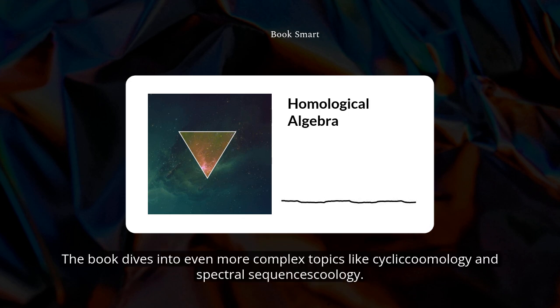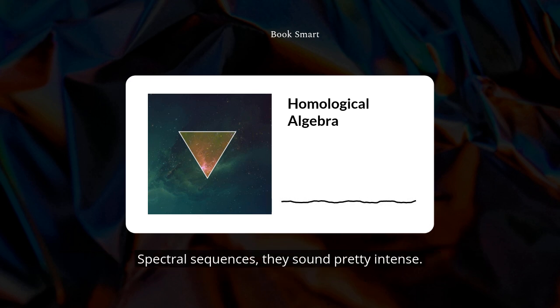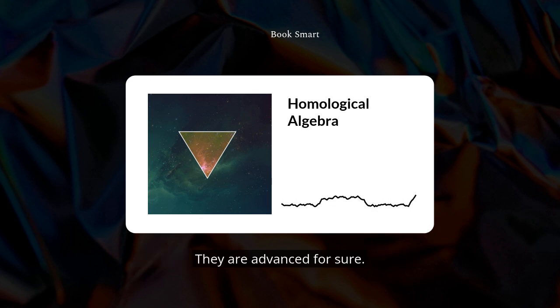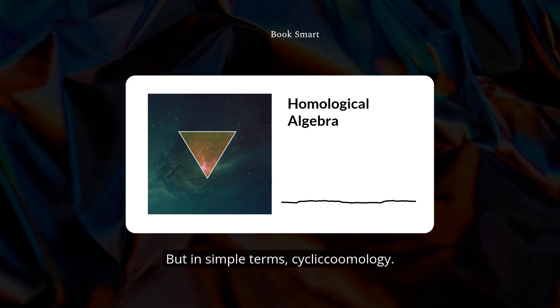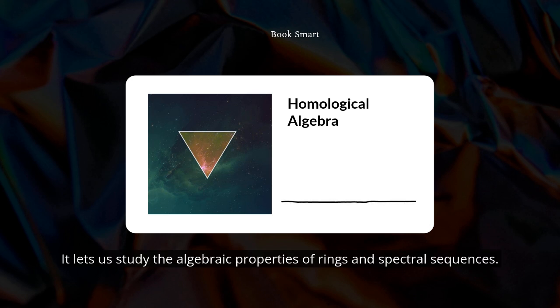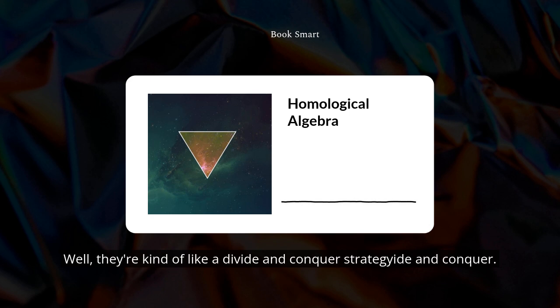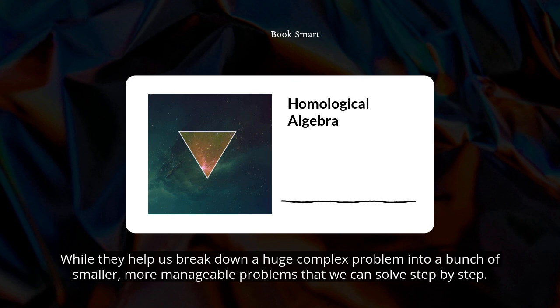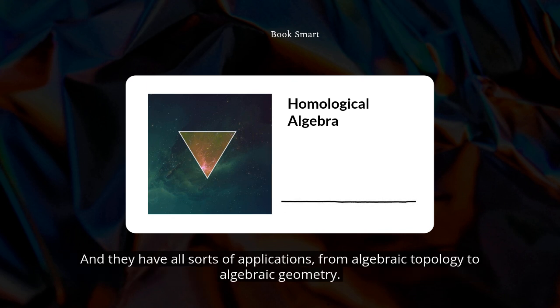The book dives into even more complex topics like cyclic homology and spectral sequences. Homology and spectral sequences, they sound pretty intense. They are advanced, for sure. But in simple terms, cyclic homology lets us study the algebraic properties of rings. And spectral sequences, well, they're kind of like a divide and conquer strategy. Divide and conquer. In what way? Well, they help us break down a huge, complex problem into a bunch of smaller, more manageable problems that we can solve step by step. And they have all sorts of applications, from algebraic topology to algebraic geometry.